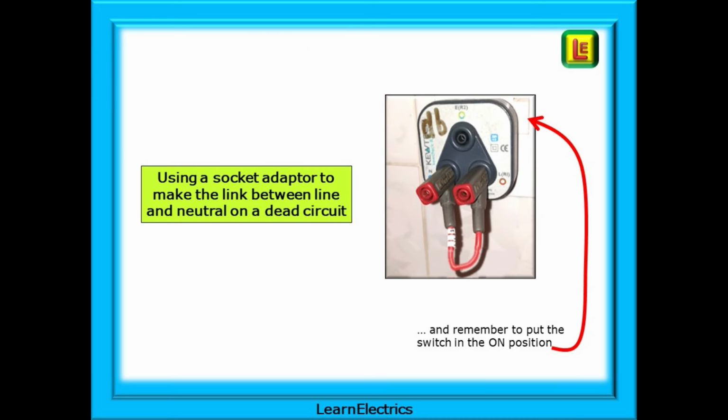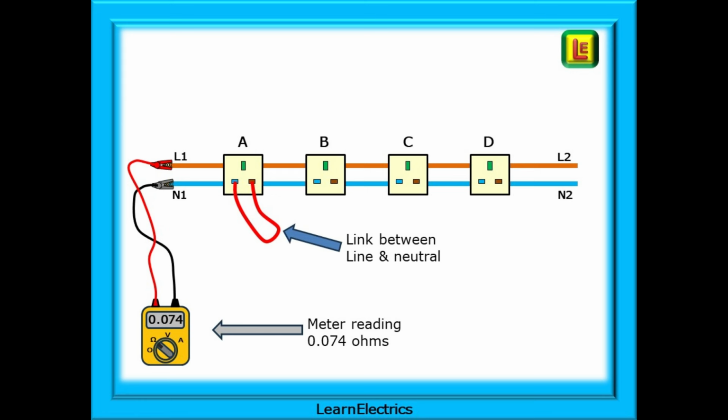I do this test using a socket test adapter to make the link between the line and neutral on a dead circuit. And do remember to put the switch into the on position, otherwise you will not get valid results. Start by linking the socket nearest to the consumer unit, socket A here. The link will be between line and neutral.